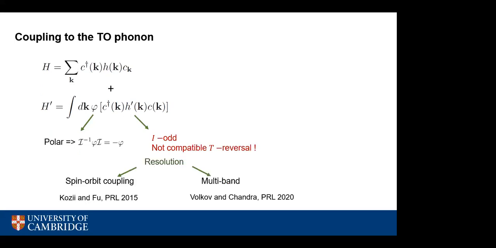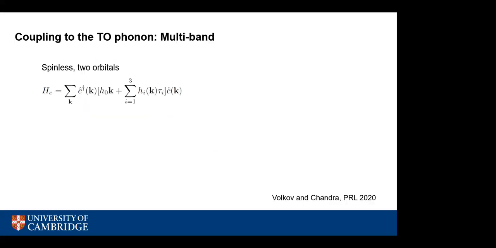Then there is a simple resolution to that: you can use some sort of spin-orbit coupling, because then you're not restricted to some scalar function. And then it was more recently pointed out that you can also use multi-orbital physics, which, in a way, is very natural to think about. And I'm actually going to talk about something related to this, with a small extension to the arguments in this paper. This paper mostly talks about the spinless scenario.